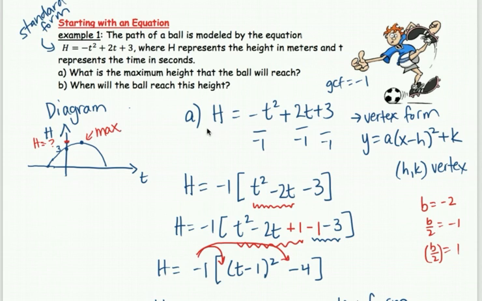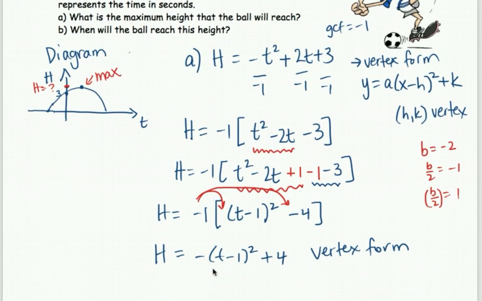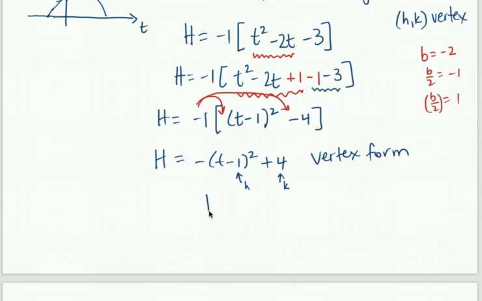But then when I convert it to vertex form, I can find the vertex. There it is. That's the h, and that's the k right there. So h, k, the vertex. Remember, take the opposite of h, so that's +1. And this, just take 4, and there's your vertex.